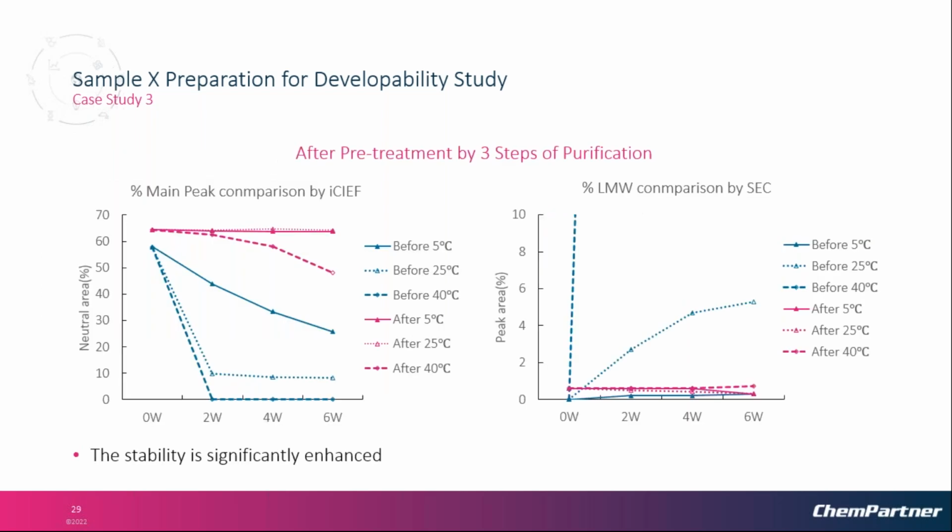So we re-prepared the samples by 3 steps of purification, and the figures show that the stability is significantly enhanced. As shown in the left figure, the red line is the sample purified by 3 steps, and the blue one is the sample purified by 1 step. We could see that after 3-week incubation in different temperature conditions, the change of the main peak percentage tested by SIEF is significantly reduced. And the most important is that at 5 degrees and 25 degrees, there's significantly low change of the main peak percentage. The same result was also shown in the right figure.